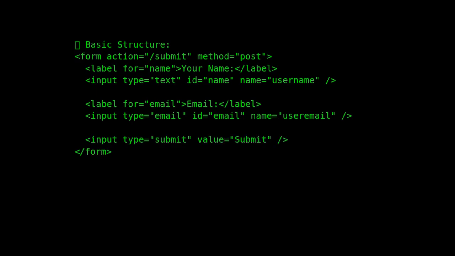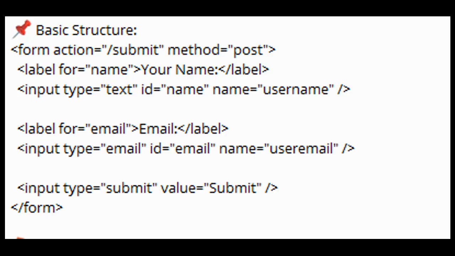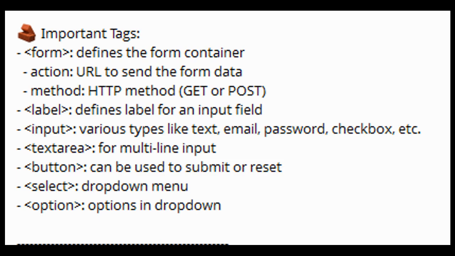A form, label for age, input type number, id age, name age, and then label for password, input type password, input type radio, value male, input type radio, value female, hobbies, reading, input type checkbox, name hobby, value reading, traveling, label for city, select id city, name city, option value Tashkent, option value Samarkand, submit value register, form.